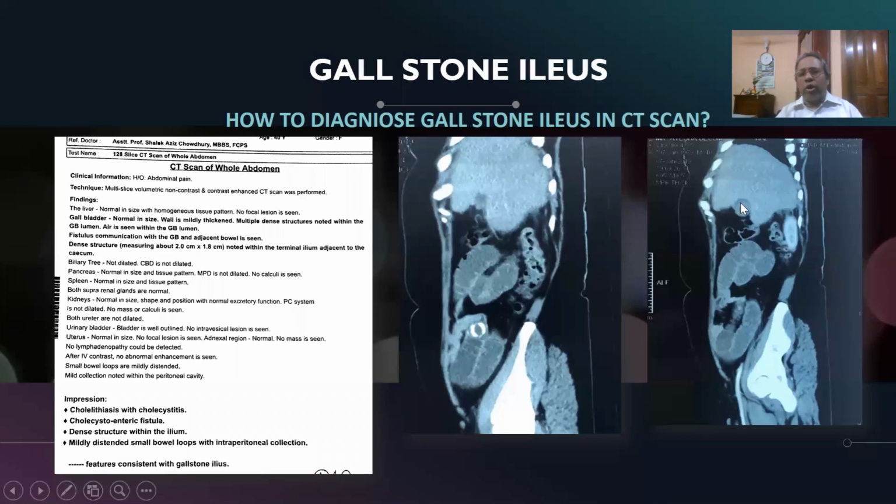if there is a stone along with gas there, it indicates that there is some communication with the GI tract. So the gas can indicate that the patient has a cholecystoduodenal or cholecystocolic fistula. If there is a cholecystocolic fistula, it does not produce gallstone ileus. But if it develops in a cholecystoduodenal fistula, there is a chance of gallstone ileus. In the report, the impression is directly given: cholelithiasis, cholecystitis, cholecystoenteric fistula, dense structure within the ileum, mildly distended small bowel loops with interperitoneal collection. So these are the diagnostic features of gallstone ileus.